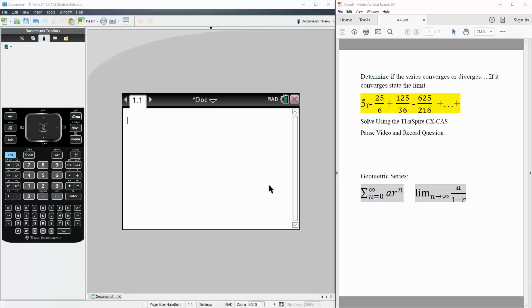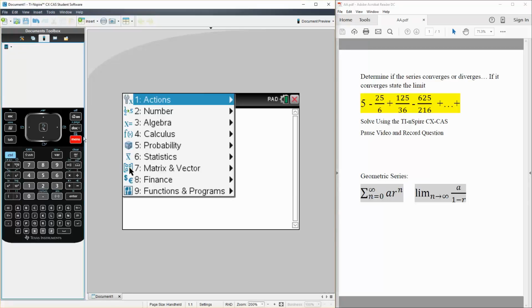So 5 times negative 5/6 is negative 25 divided by 6. That times negative 5/6 would be 125 divided by 36. So we know it's a geometric series. And so we can actually solve this question in two ways. And so we'll first do this method.